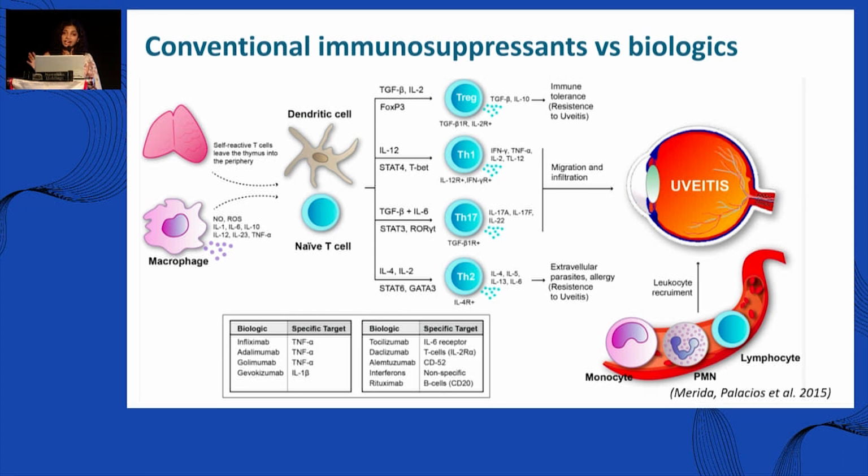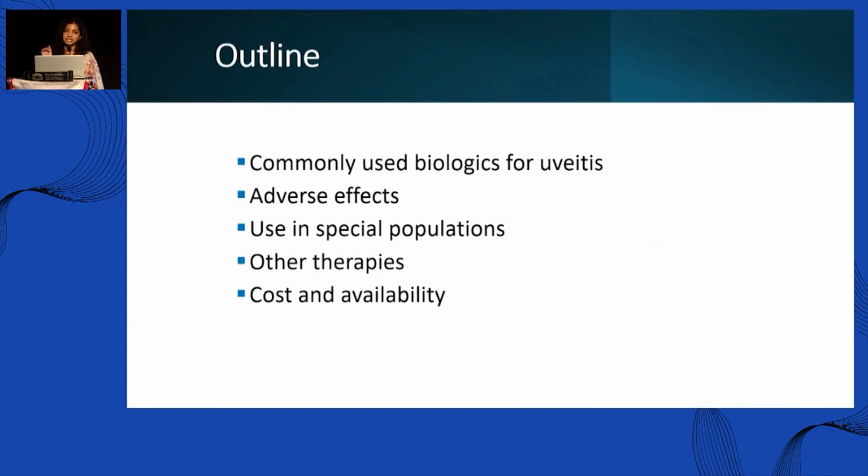So there are many biologics in use, not just for inflammatory diseases, but for certain cancers, for osteoporosis, so many things. And I'll be talking about biologics which are commonly used for uveitis, look a little bit at the adverse effects because it's important for us to monitor these patients, and talk a little bit about special populations, particularly pregnancy, and the other therapies that are being investigated, other biological therapies and targeted synthetic DMARDs, and a little bit about cost and availability of these because it's very important in our context.